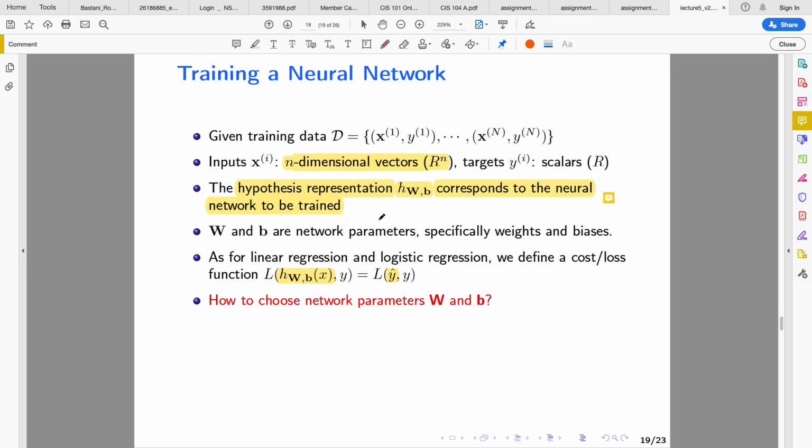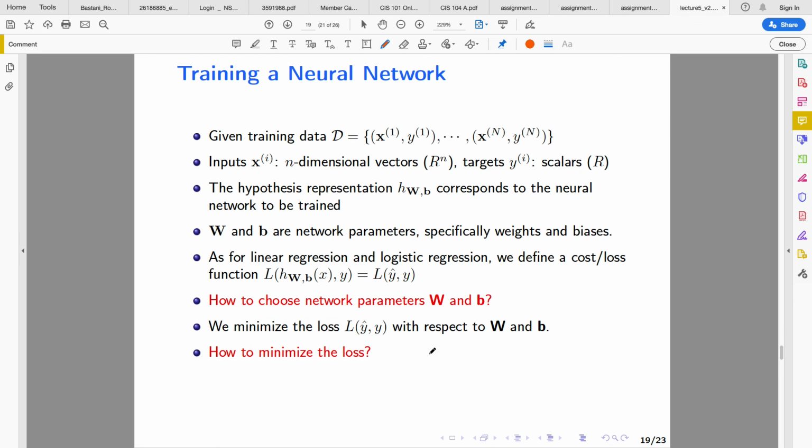How do we train our neural network, and how do we choose our parameters W and B? Essentially, we have our training data, which consists of X and Y pairs, and our W and B are our network parameters. When we say network parameters, we can't overemphasize that they are just a bunch of numbers that we're trying to adjust to the best possible. So we define our cost function for linear and logistic regression, which is the difference between our prediction and the actual. How do we choose our network parameters? We try to minimize that loss, and we use gradient descent to do that.